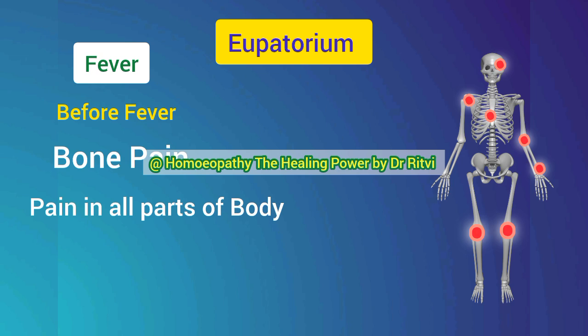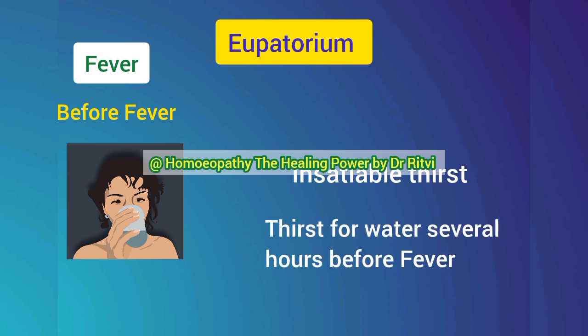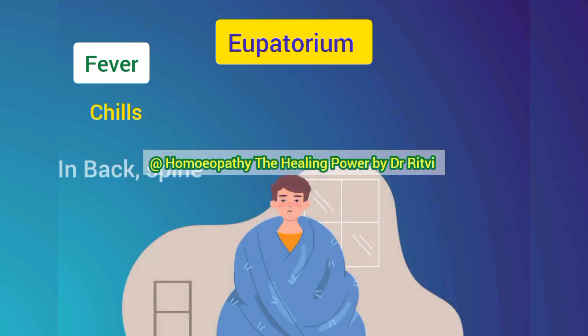Along with that, the patient suffers from insatiable thirst. Friends, these two are the most important keynote symptoms of Eupatorium. There is such severe thirst that the patient himself understands that now he is going to suffer from fever. There is a great thirst for water several hours before the fever, which is later followed by severe chills. These chills are felt by the patient in the back and in the spine.